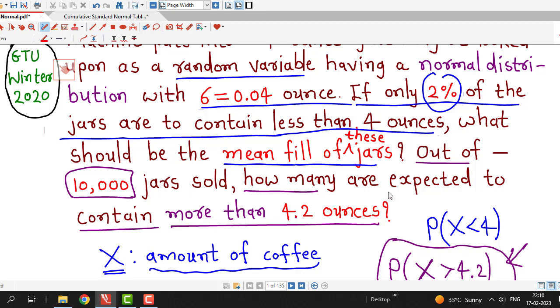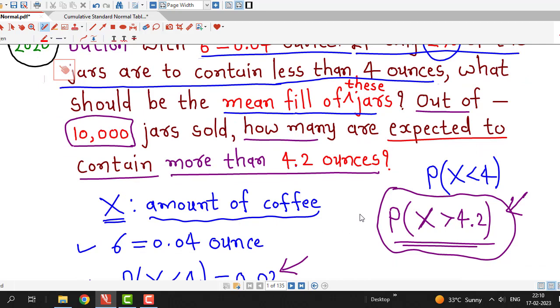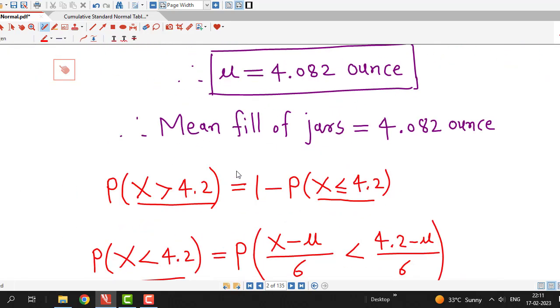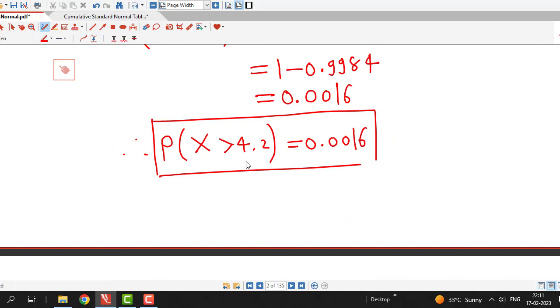So we have first obtained the expected probability that the amount of coffee is more than 4.2 ounces. First we have to obtain this probability that the amount of coffee is more than 4.2 ounces in a jar, and after calculating this probability we have to multiply this probability by the total number of jars to obtain the expected number of jars which contain more than 4.2 ounces. So now we multiply this by 10,000.